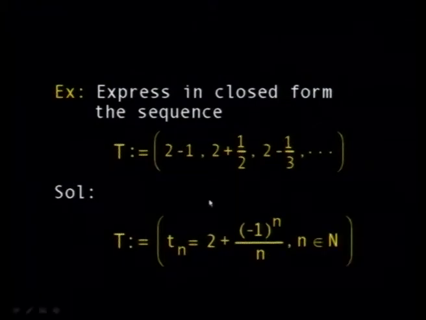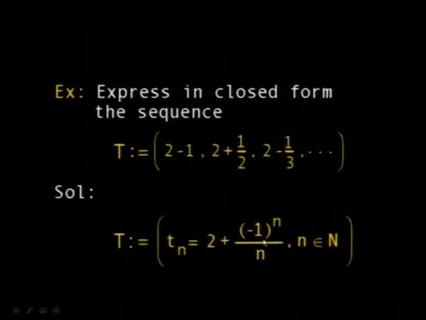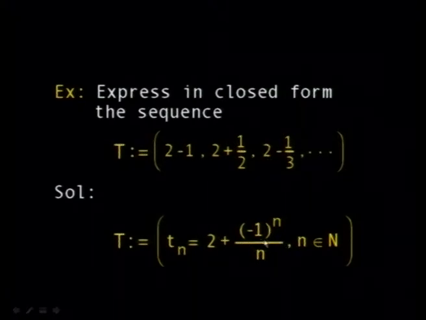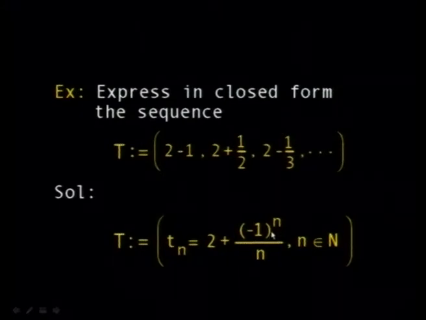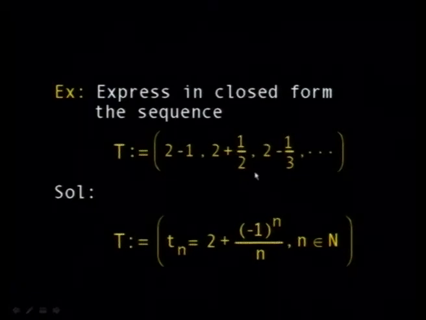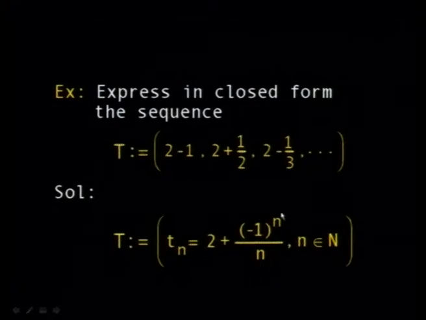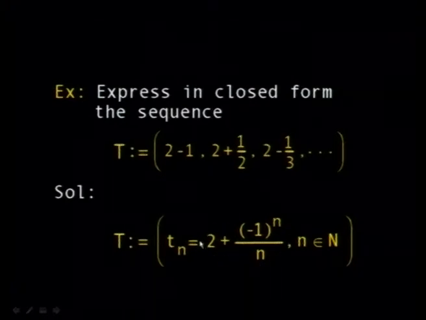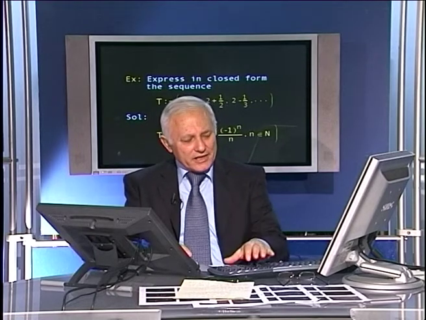This is another sequence here. The first term is 2 minus 1, the second 2 plus half, the third 2 minus a third. You can express it in this form, and you can check. When n is equal to 1, you get 1. When n is equal to 2, this is positive over 2, so you get this term here, etc. And this sequence, if you notice, as n gets very large, this becomes smaller. So it tends to 2, but it oscillates around 2. Sometimes it's greater than 2, sometimes it's less than 2, depending on n.